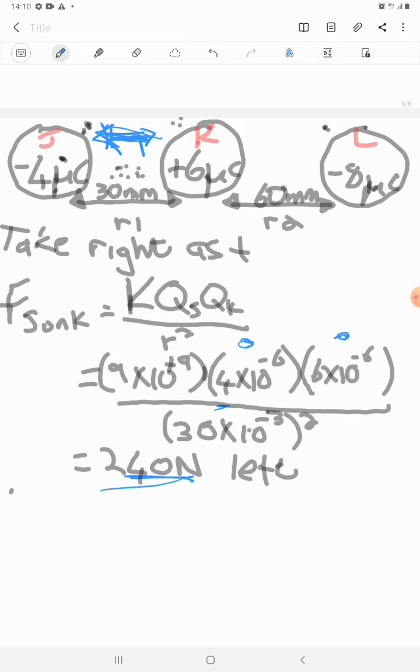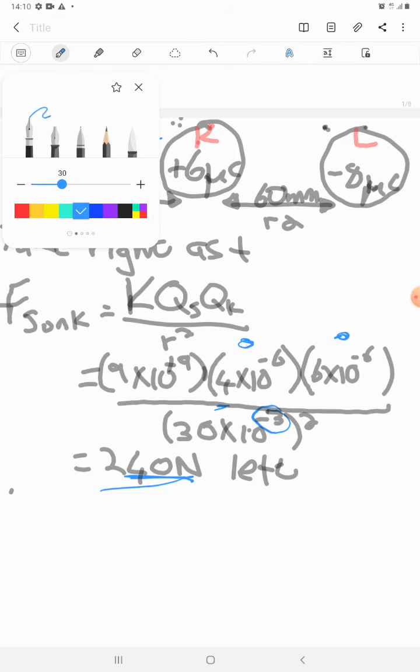So if I try and do the next one, let's try, oh yes, and the reason this is -3, don't forget, is because it's millimeters over here. And remember, millimeters needs to be converted into meters. Right, so let's try out another one.